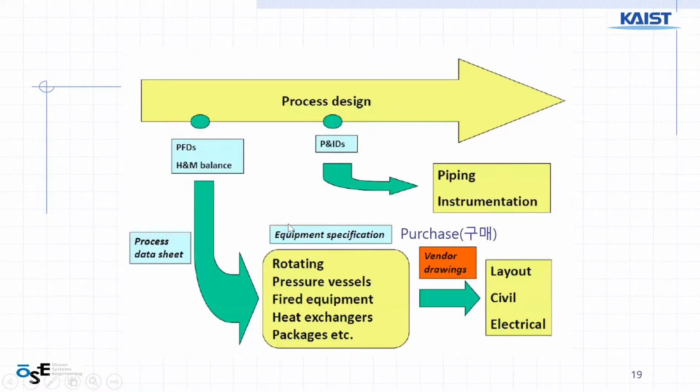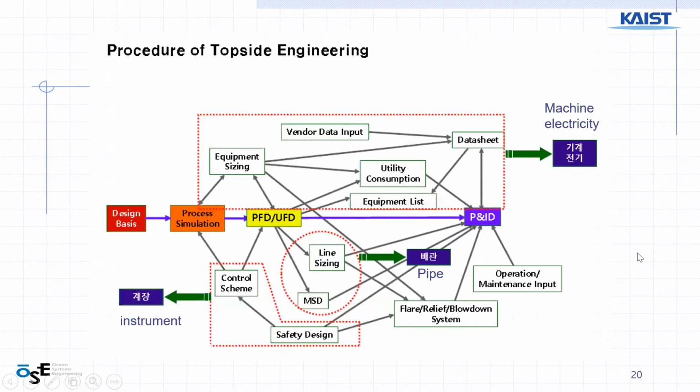So, the process design is for, you can say, chemical process design. It comes with a PFD and P&ID and piping instrumentation, so that they need to have a purchase equipment specification or equipment data sheet. Then they can purchase and lay out construction.